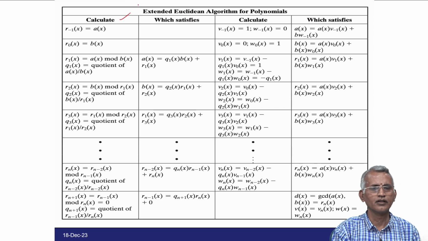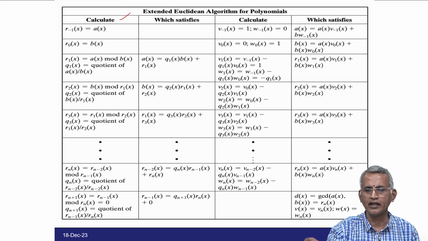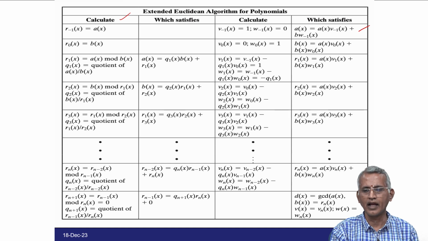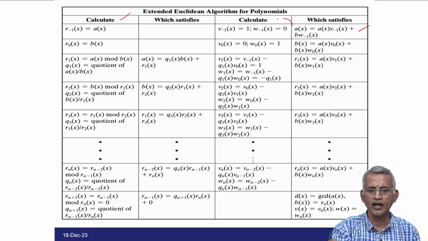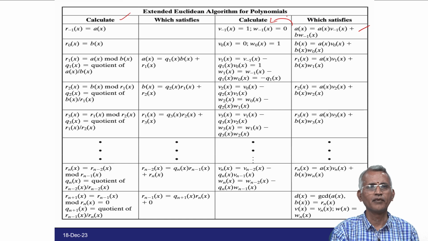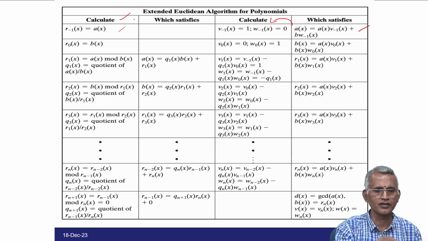Now, we have to take the linear Diophantine equation a of x equals a of x into v minus 1 of x plus b of x into w minus 1 of x. It seems to be a linear Diophantine equation, and we have to take v suffix minus 1 of x equal to 1 and w suffix minus 1 of x equal to 0, so that the remainder r suffix minus 1 of x is equal to a of x.